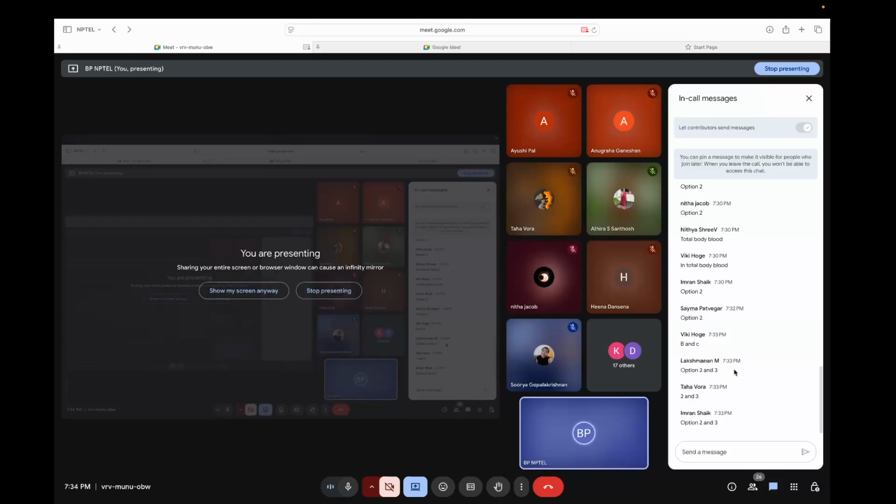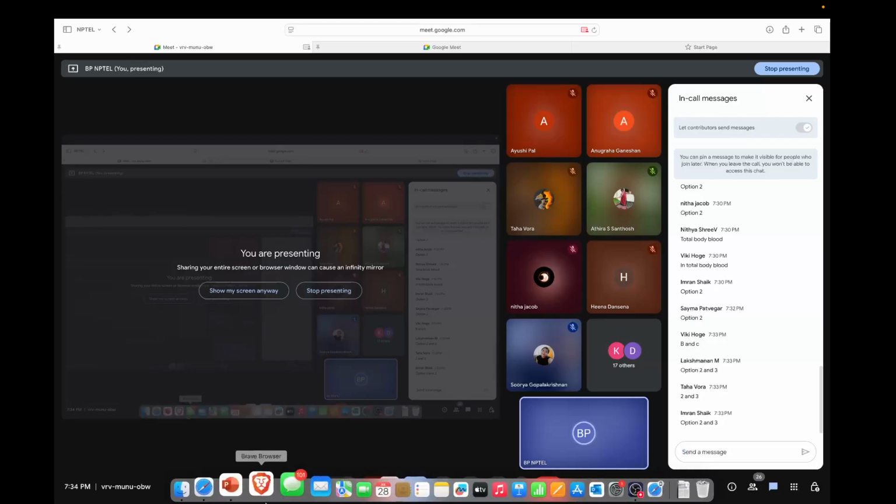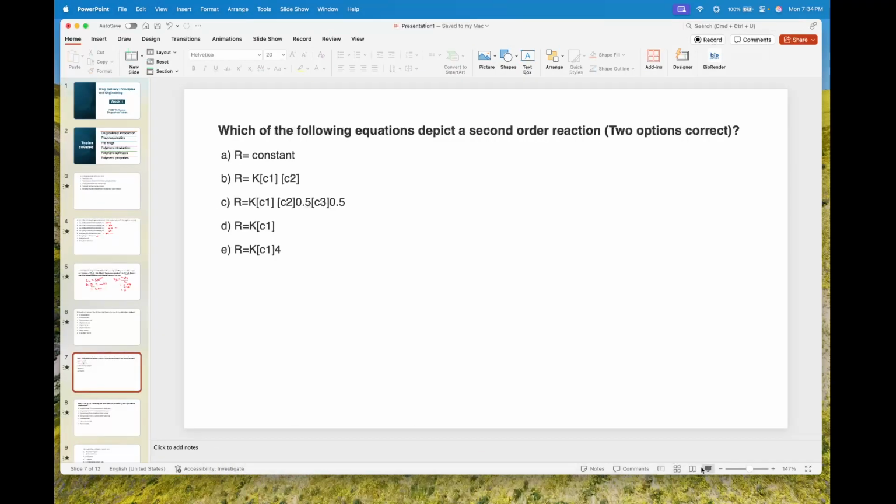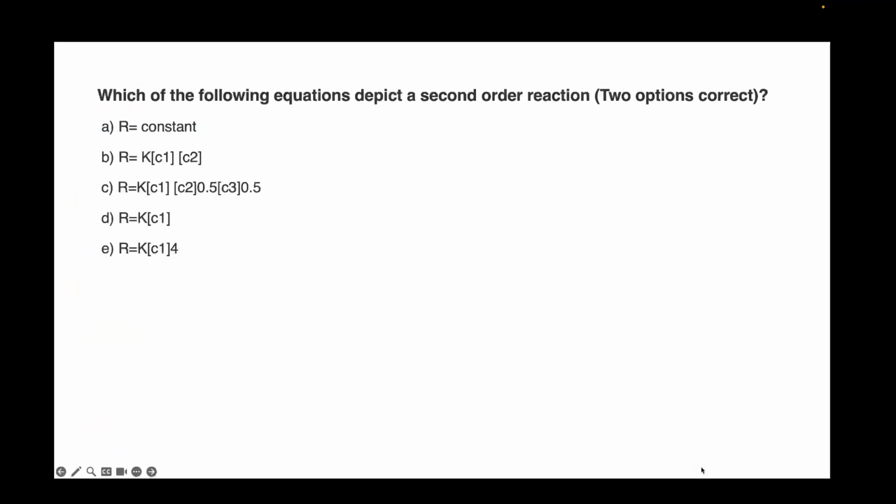Okay, here also few people have answered B and C, and 2 and 3. Yes, most of you are correct. Almost all of you are correct. It will be options B and C. Here the first one is obvious, R equals K, C1 and C2. It is a second order reaction.